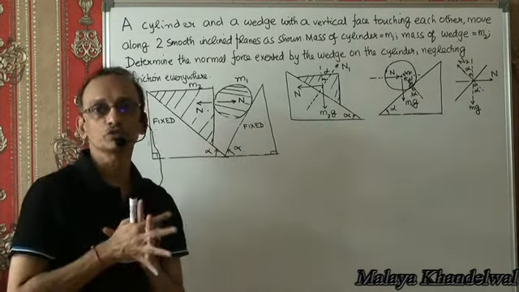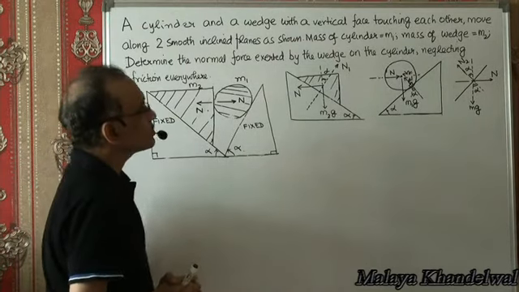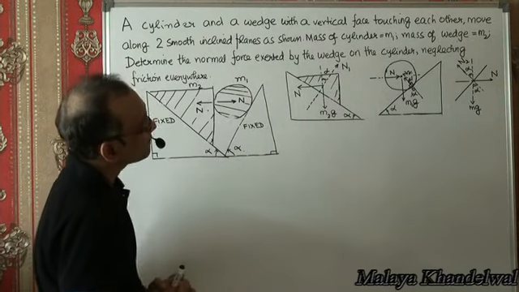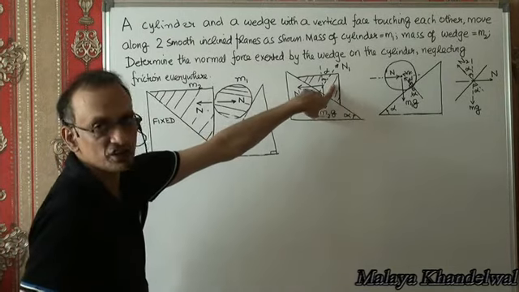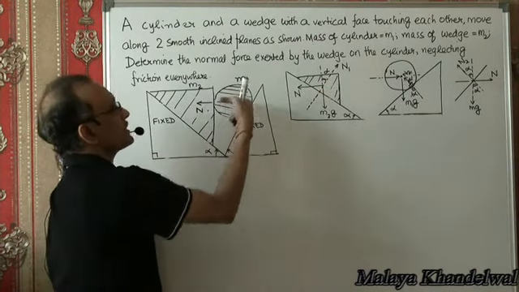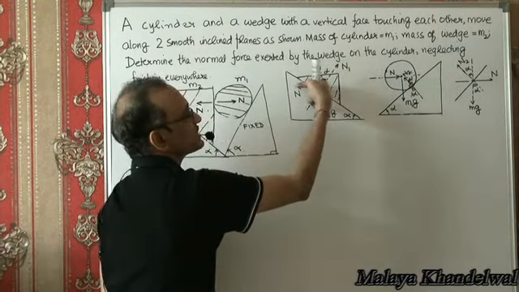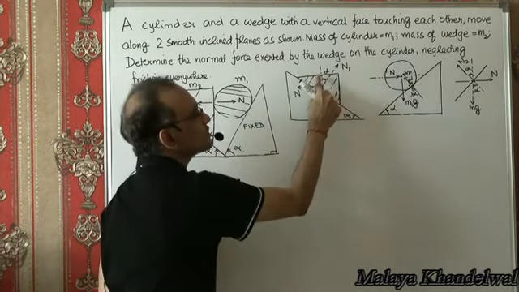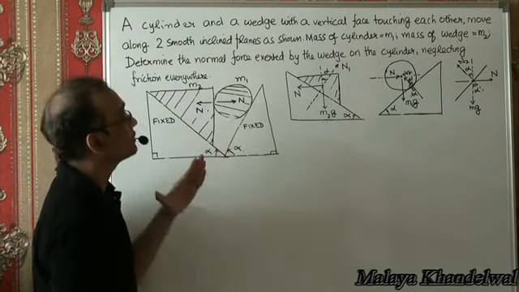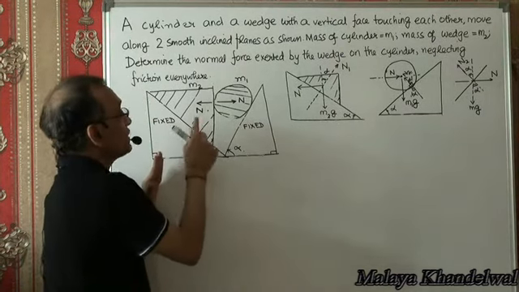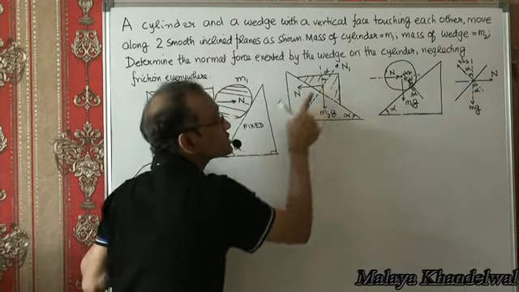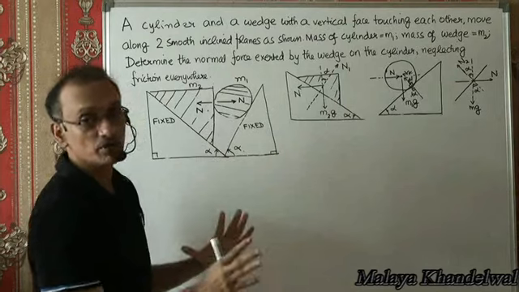Now, how do we do this? It's about resolving appropriately. Look at the wedge side of the story. What are the forces acting on the wedge? Of course, the cylinder exerts on the wedge a horizontal force N like this. There is weight m2g acting downwards, and then this inclined plane will exert on the wedge a normal reaction N1 like this, right? This is the summary of forces.